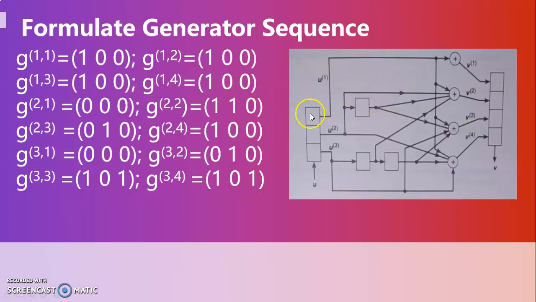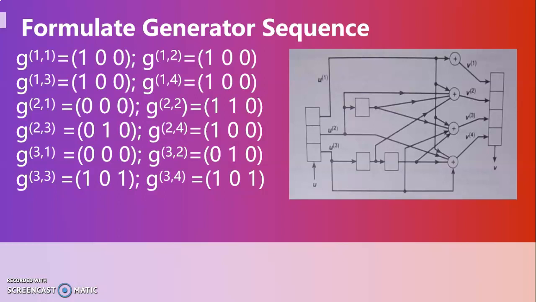Input 1 is connected to output 3 by this link, and there is no other link. And G14 is connected by this link, and there is no other link.